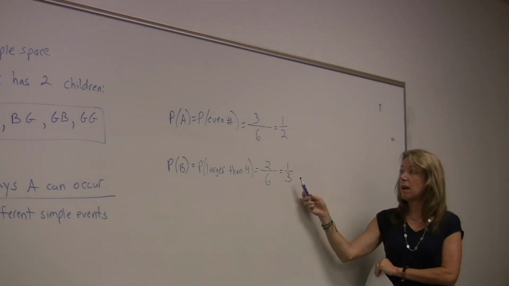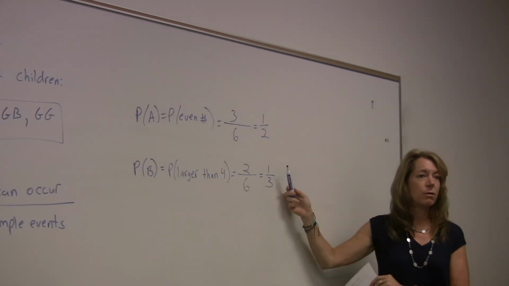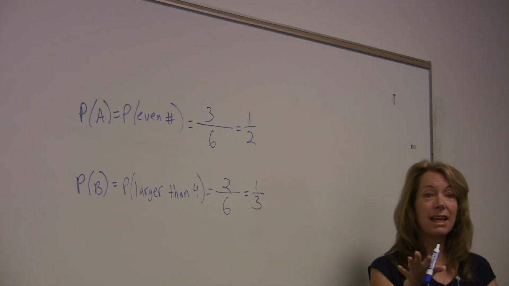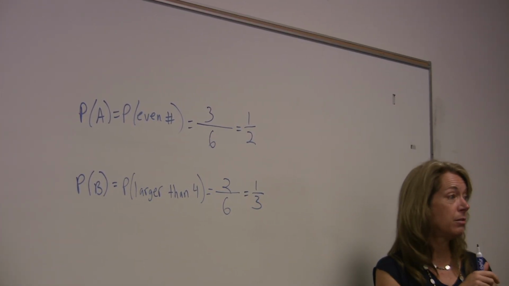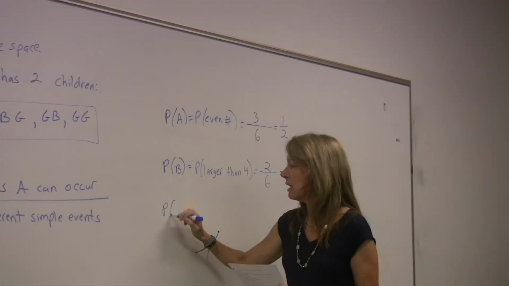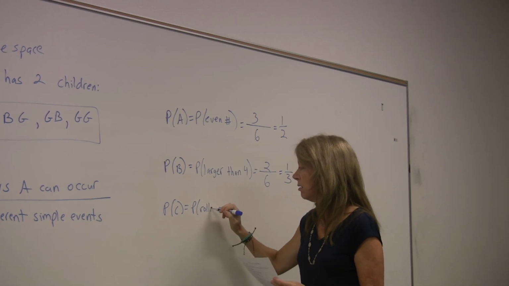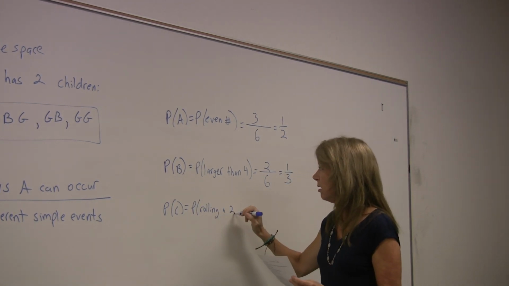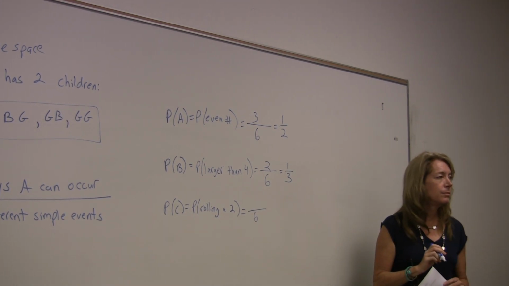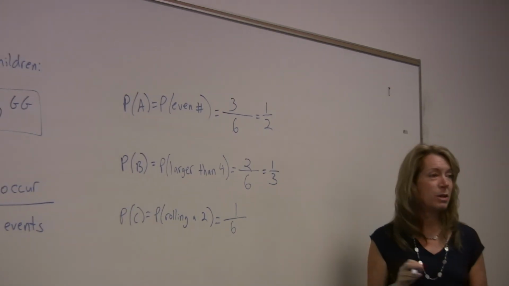Which means that out of every 3 times I roll this die, I should get a number larger than 4. 1 out of every 3 times I roll it, I should get a number larger than 4. It's not guaranteed, but that's on average what would happen. Probability of event C. Probability of rolling a 2. Still 6 options. 1. There's only 1 2 out of all those options. So that's my answer, 1/6.